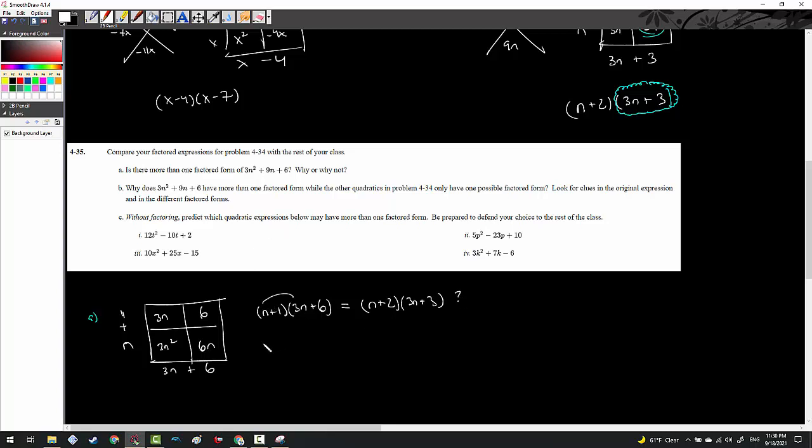Well, let's find out. Let's see, I'm going to get 3n squared, 6n, 3n, and 6. These guys will combine: 3n squared plus 9n plus 6. So it looks like this guy works.